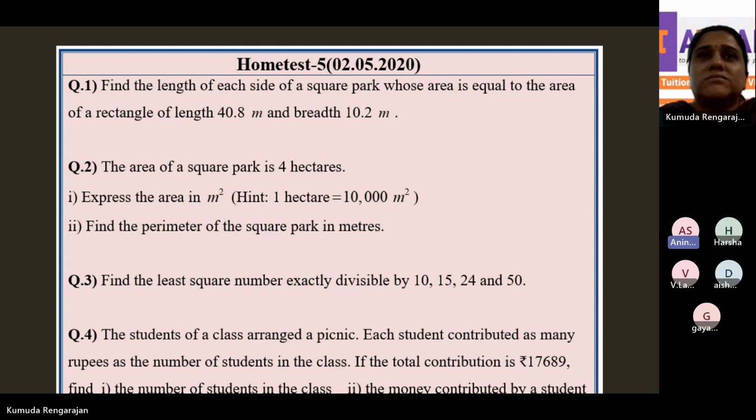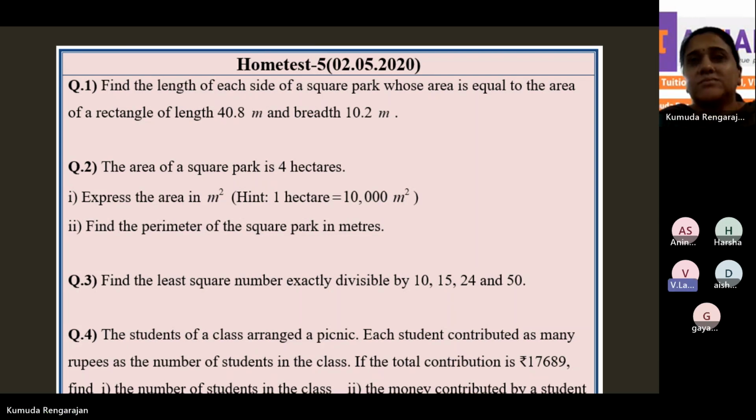Ma'am, divided by 4. It's not perimeter to divide by 4. It's area. Perimeter divided by 4 is side. When you know the area of the square, how will you find the side of the square?